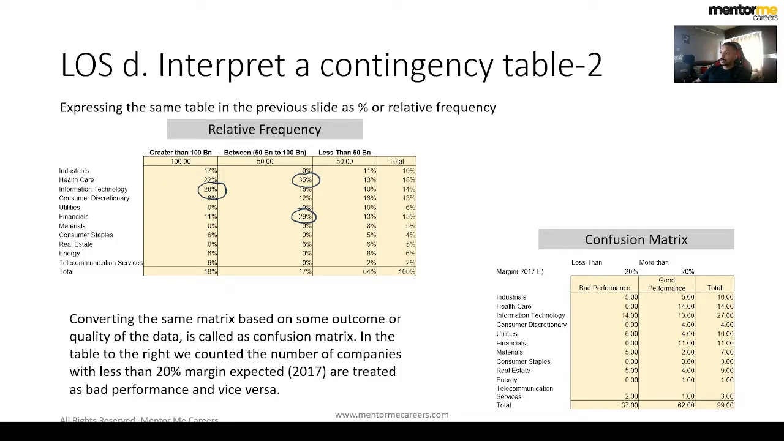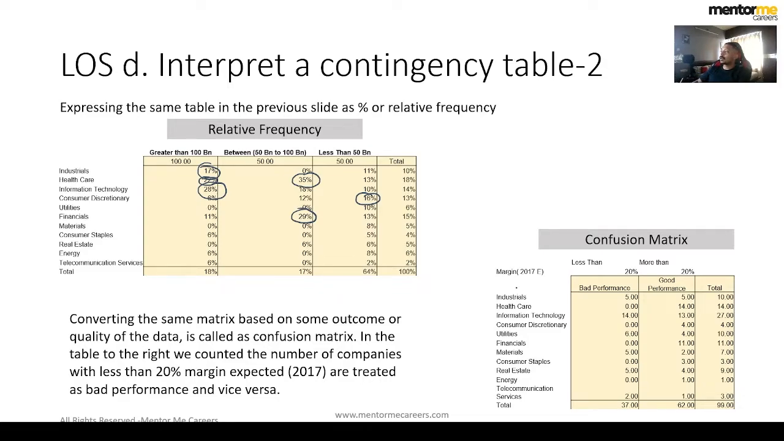But you could conclude that the biggest companies are in information technology, followed by healthcare, and finally by industrials. In medium size, you could conclude that healthcare has the largest number of companies, and financials are second largest. And in less than 50, you could say the largest number of companies are in consumer discretionary, right? So that's nothing but a contingency table.